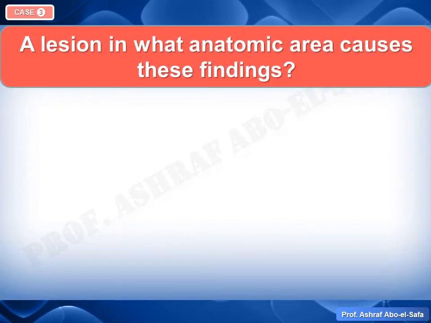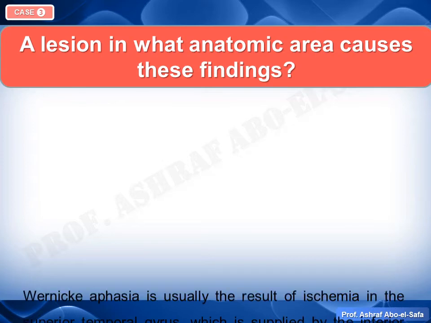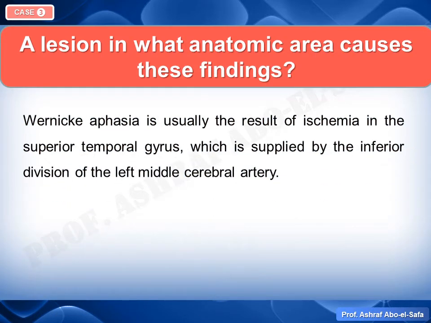A lesion in what anatomic area causes these findings? Wernicke's aphasia is usually the result of ischemia in the superior temporal gyrus, which is supplied by the inferior division of the left middle cerebral artery.